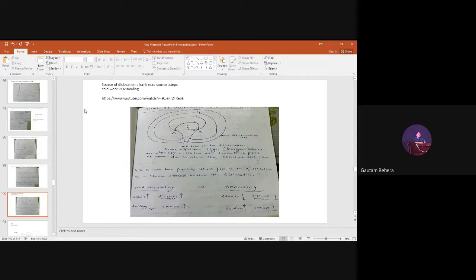Okay, now the source of dislocations. The dislocation source is called the Frank-Read source. Already you have studied this one, I think. Again, we will discuss it here. You can just look at this figure. This is a very interesting figure.